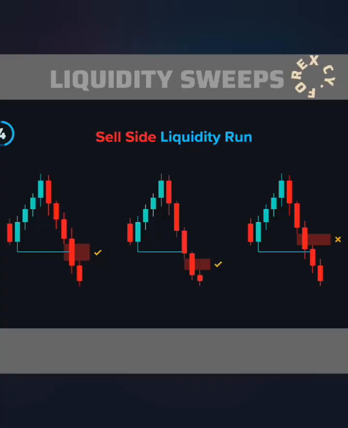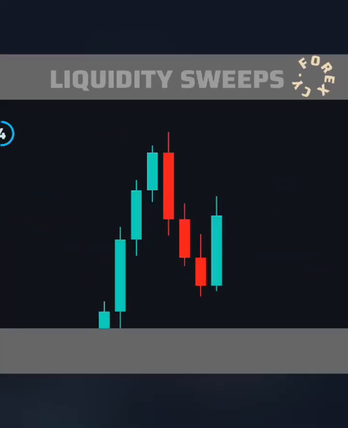This means we are looking for the creation of a fair value gap either within the breakout of the liquidity level or underneath it. We don't want to consider the fair value gaps that formed above the level. So let's now talk about liquidity sweeps.